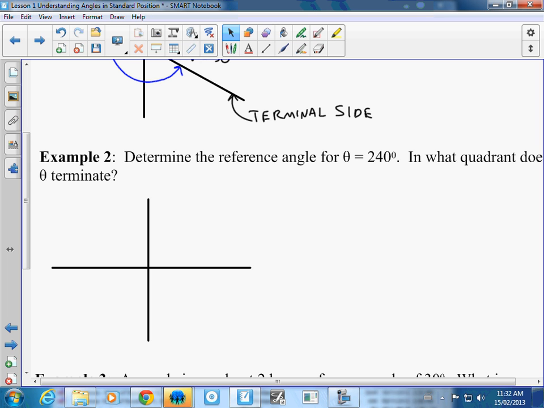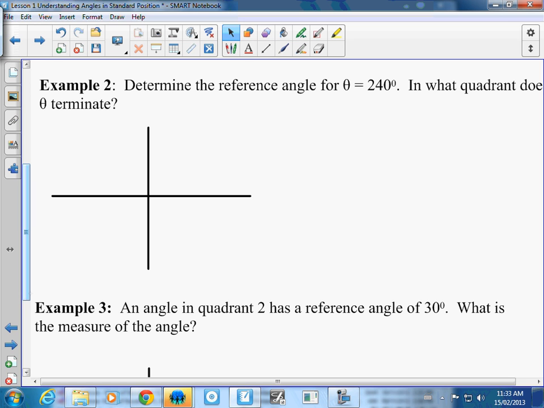This one says to determine the reference angle for theta equal to 240. Okay, where's 240? Is it in the third quadrant? If you're unsure about it, draw it in. It's somewhere down here. Does it really matter where I draw that line? Am I actually measuring it with my protractor? No, I don't care. I'm just going to draw it in. There's my angle. If I start from the initial arm and come around, what is that angle?